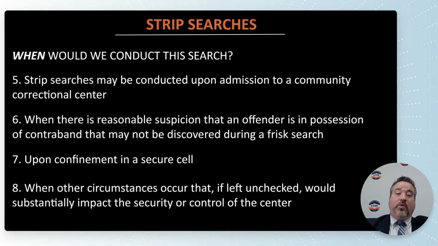So number 5 on when to conduct strip searches, they may be conducted upon admission to a community correctional center. Number 6, when there's reasonable suspicion that an offender is in possession of contraband that may not be discoverable by a simple frisk search, so they're hiding it in a really good spot. Number 7, upon confinement into a secure cell. And the last, when other circumstances occur that, if left unchecked, would substantially impact the security or control of the center. So hopefully you have a better understanding of when you're going to conduct these strip searches.